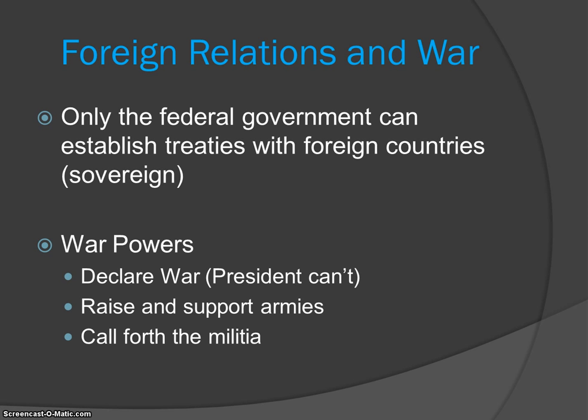War powers, another significant power Congress has: they can declare war. The president cannot actually declare war. That is reserved to Congress. Congress can also raise and support armies. So if you think of a military draft, that is Congress's ability to pay for the army. That is Congress's job as well. And they can also call forth a militia. Again, a militia is a volunteer military.